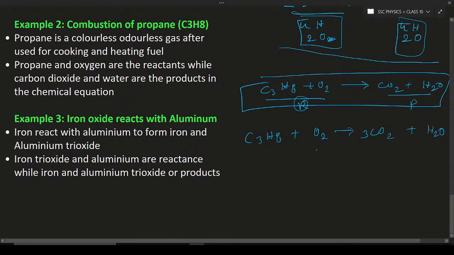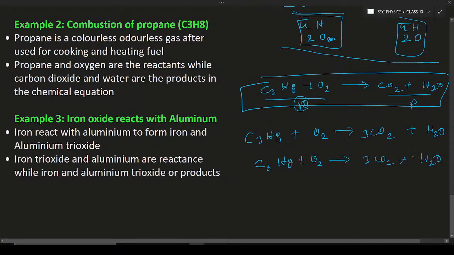Again it is not balanced. How many oxygens? 2 oxygens on the left, and on the right 2, 3, 2, so 6 oxygens. It is not balanced, so again we have to add something. Write the chemical equation again: C3H8 plus O2 gives rise to 3 CO2 plus H2O. Just now we have seen the oxygens are not balanced.